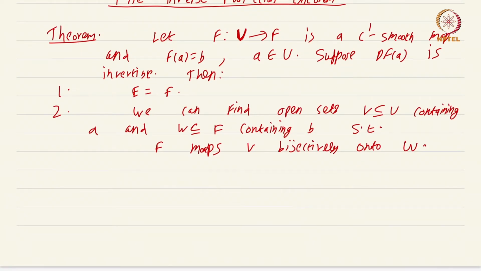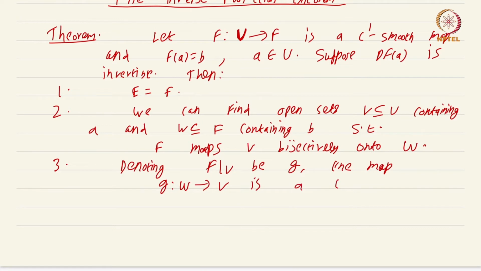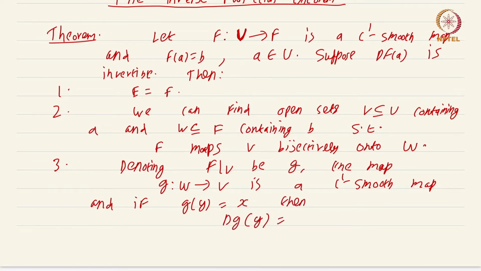The third part is the most important conclusion. Denoting f restricted to V by g, the map g from W to V is a C1 smooth map, and if g of y is equal to x, then Dg_y is nothing but Df_x inverse. Okay, so this is the statement of the inverse function theorem.